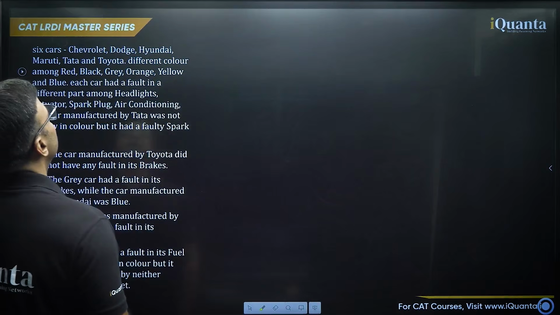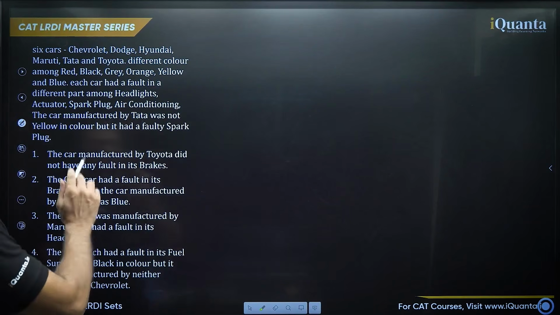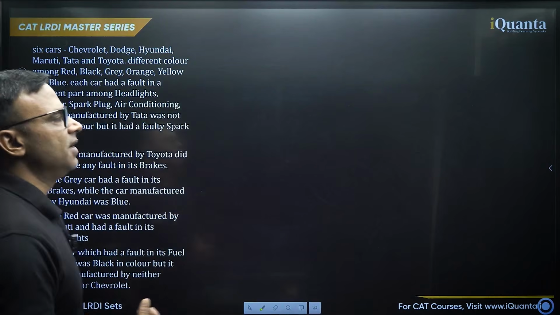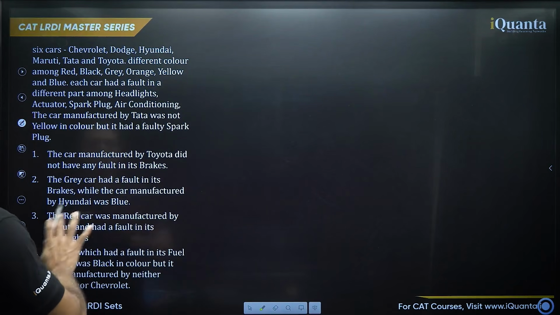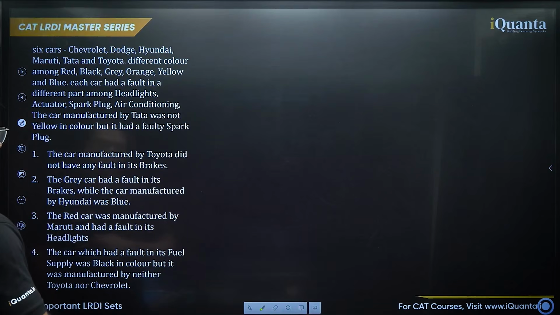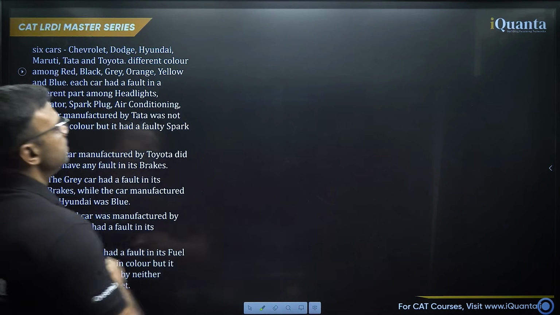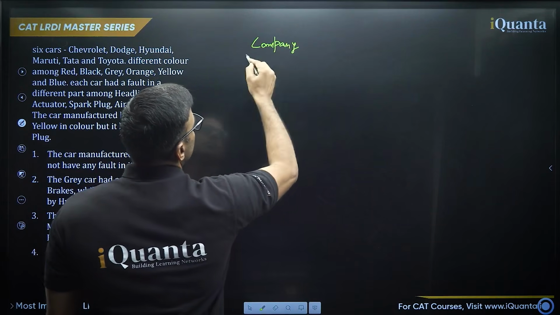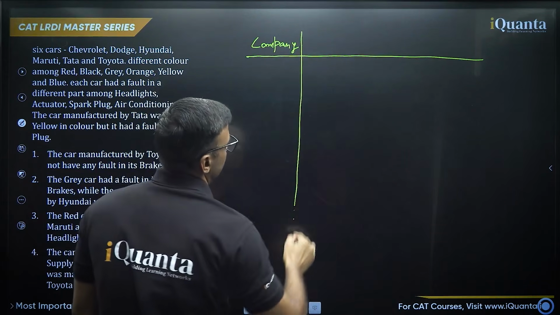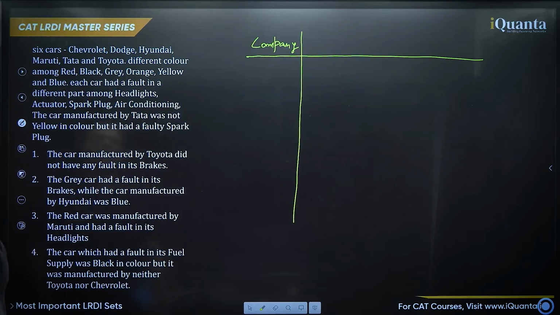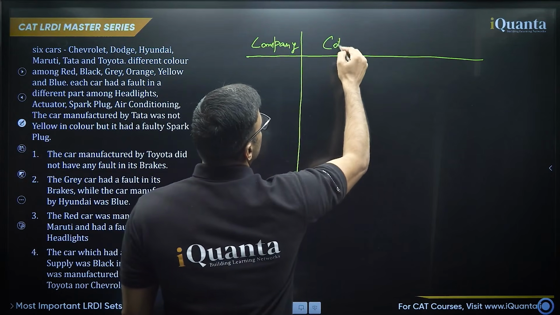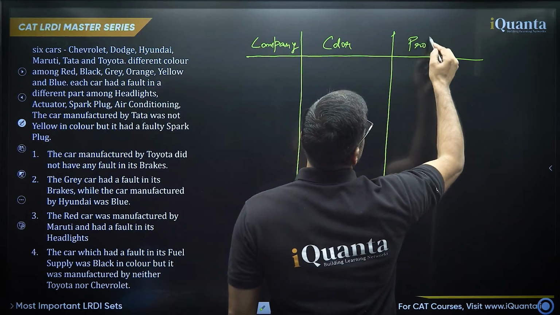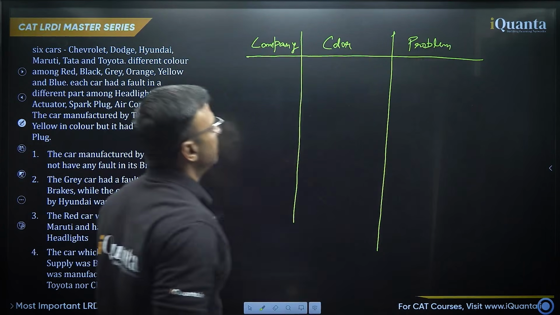So draw the table. We can take any variable here. There is no numerical value. Wherever there is a numerical value and if there is a comparison mentioned, you take that numerical value as the header information. Here, nothing is mentioned about any value, so we take anything. What we do is we take company as the main thing or header information. Then we take color and then we take problem. Which problem or which trouble that they have.